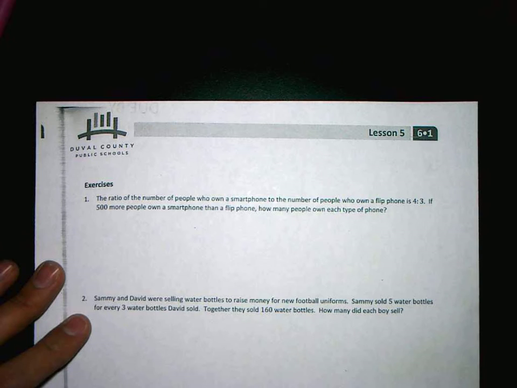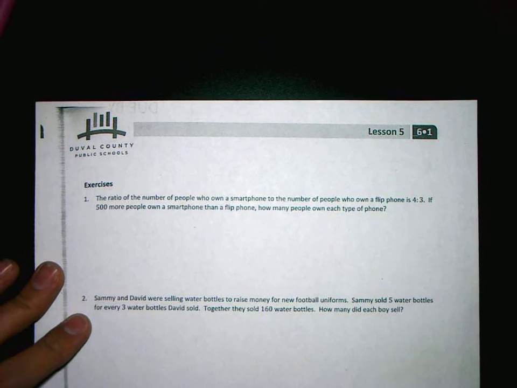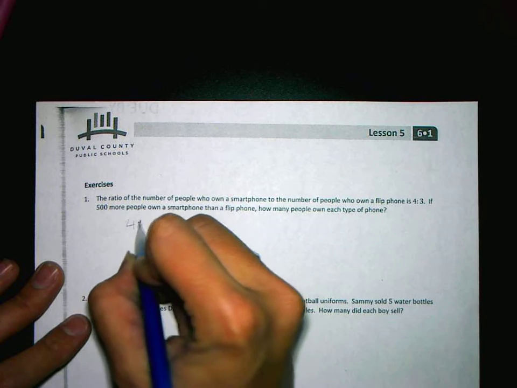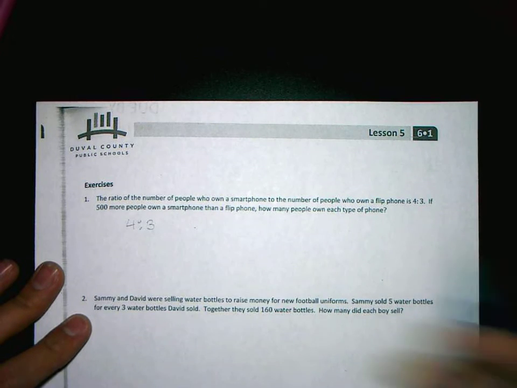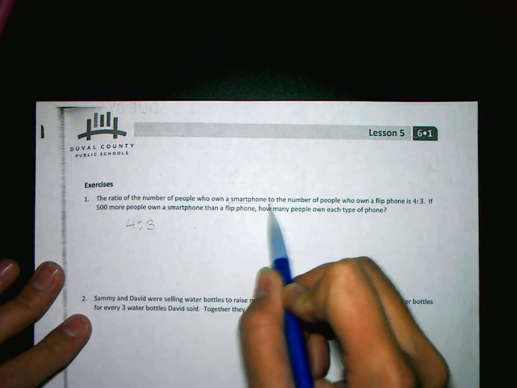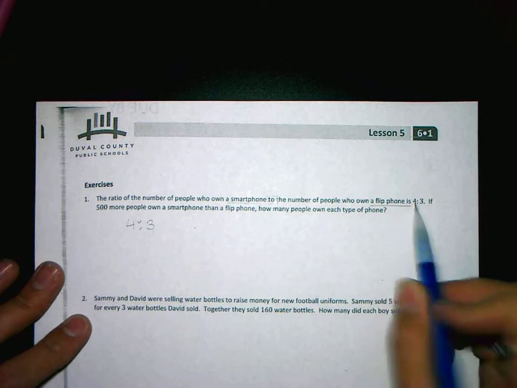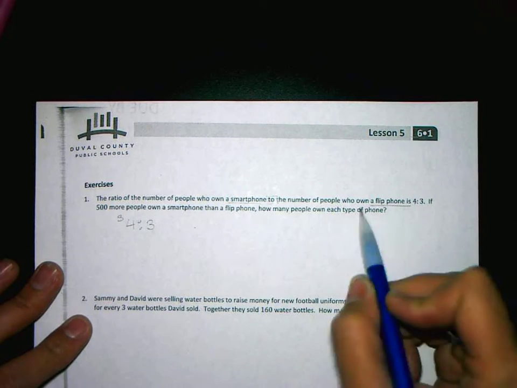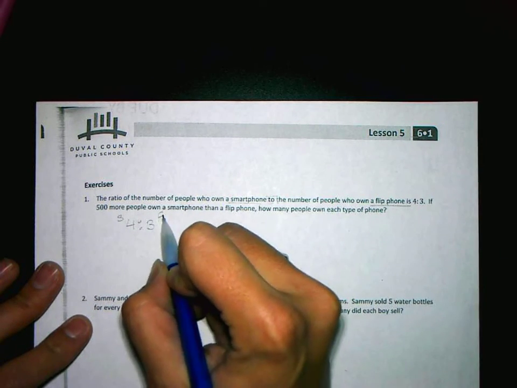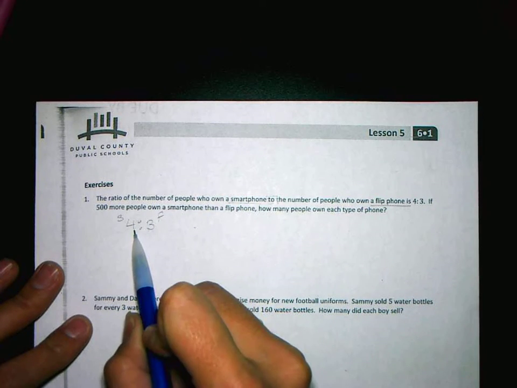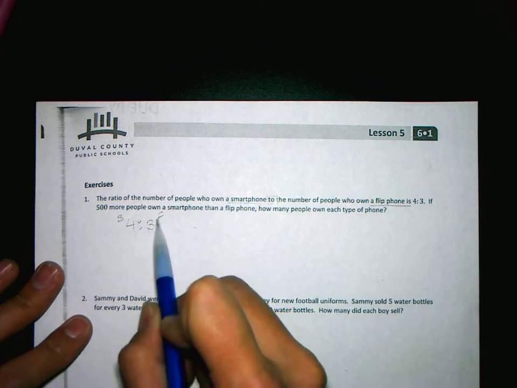So first off, we have to identify what is our ratio, what does each number mean, and draw a tape diagram. So our ratio is 4 to 3. It says smartphone to the number of people who own a flip phone, which means that the 4 is our first number. That's going to be our smartphone. I'm going to represent it with an S. And our 3 is the flip phone. I'm going to represent it with an F. So I've identified my ratio, I've identified what the 4 means, smartphones, and the 3 for the flip phone.